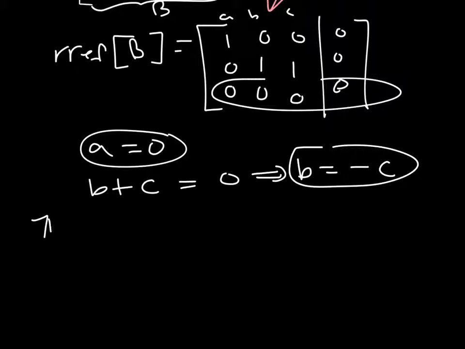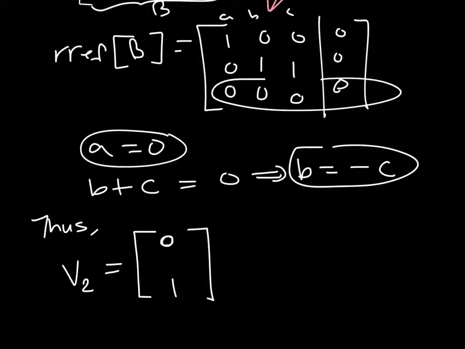So thus, our associated eigenvector with our lambda 2 is equal to, well, A is 0, so that's going to be 0 no matter what. I don't know, if C is 1, then B is -1. And again, if you want to write the transpose, that's fine.